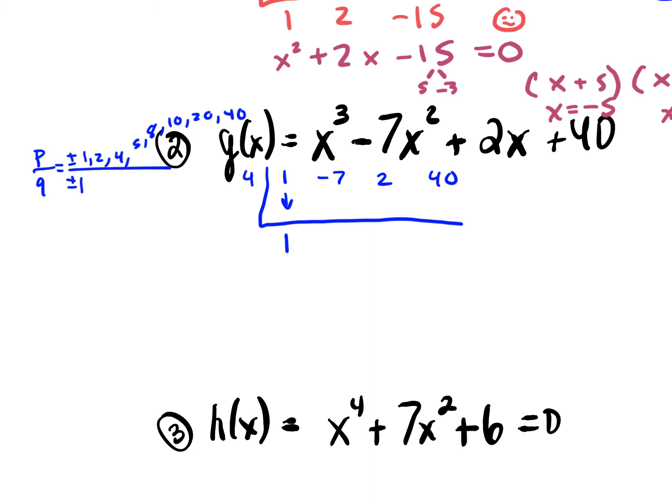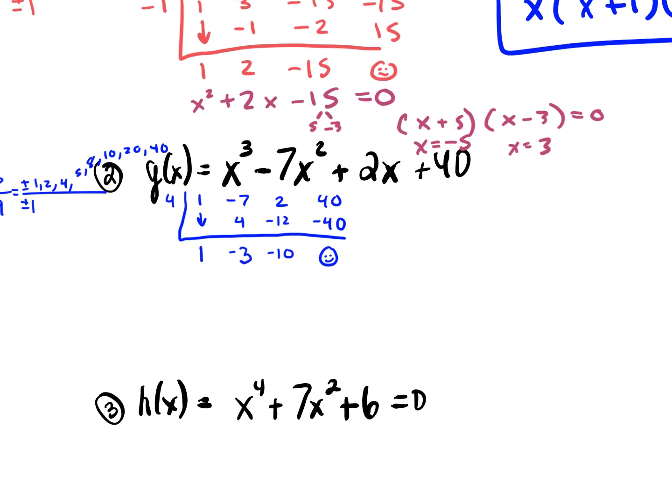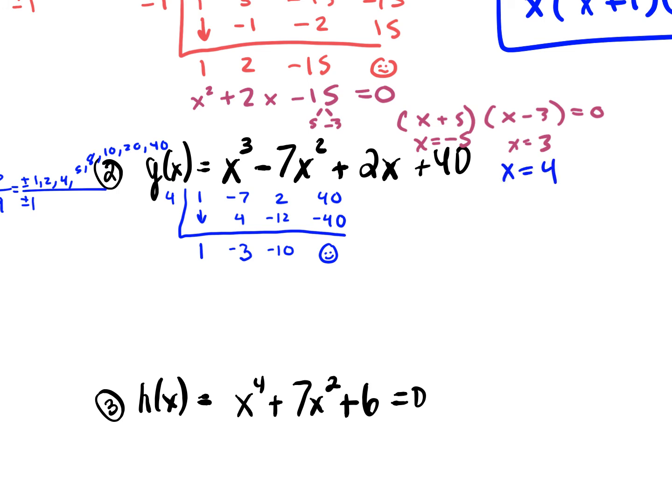So multiply, we have 4. Minus 7 would be -3. Multiply, we get -12. Add, -10. Multiply, -40. Add, we get 0. Awesome. Good guess. So one of our zeros is 4.